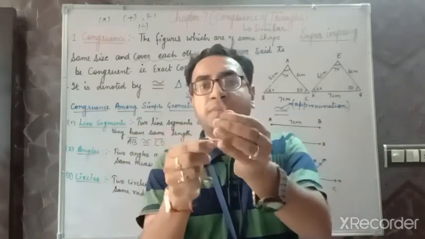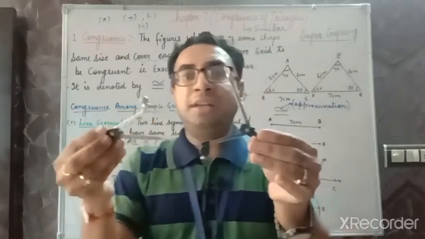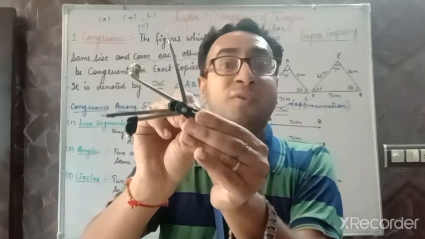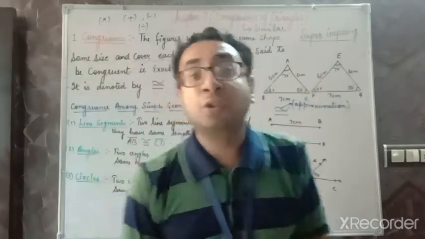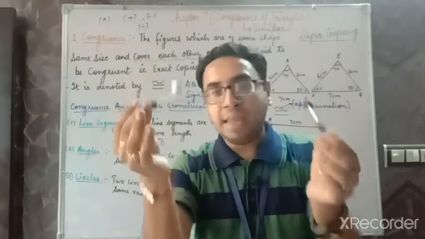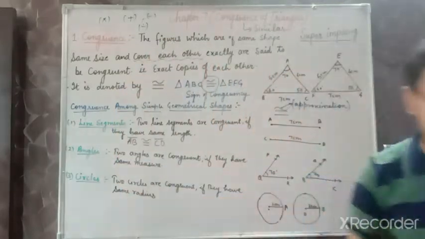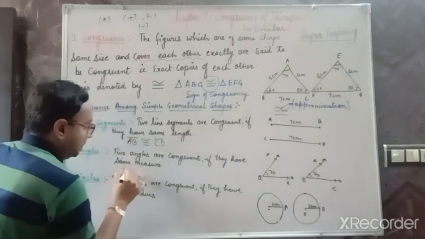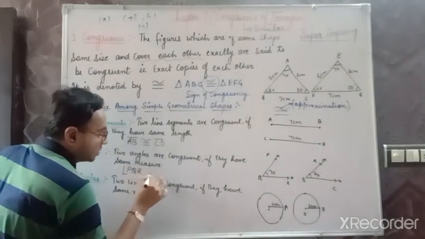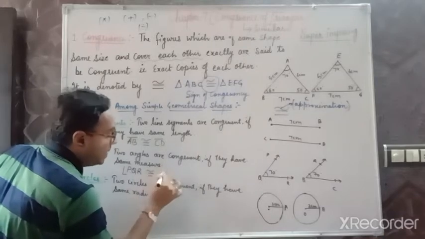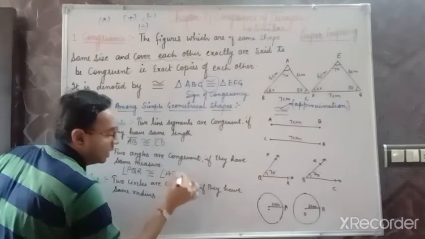Now, are they congruent? I am not able to superimpose them. They are two different things. They are not the same now. So hence, for the congruency of two angles, we need to have the same measure. It means that angle PQR is congruent to what? Angle ABC. Are we clear?